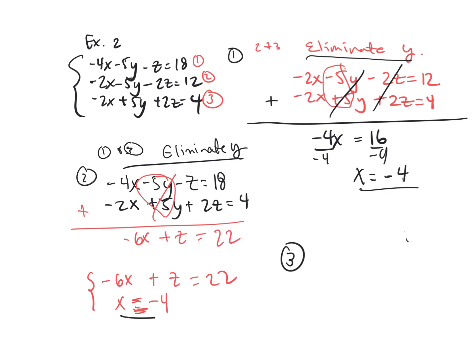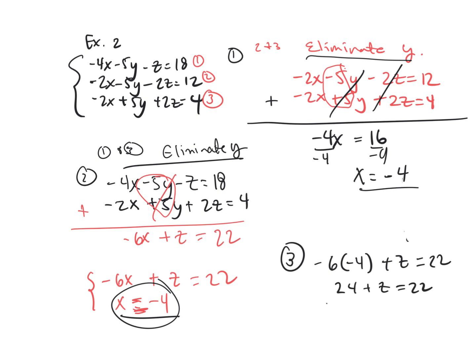So that means all I got to do, I already know what x is. I substitute x in for that first equation. Put a -4 there with the x, and I just solve for z. Because step 3 says solve the new variable system for both variables. I already have one. I need the other one. So this is 24 plus z equals 22. Subtract 24 from both sides. You get z equals -2. Okay, so now that's step 3.